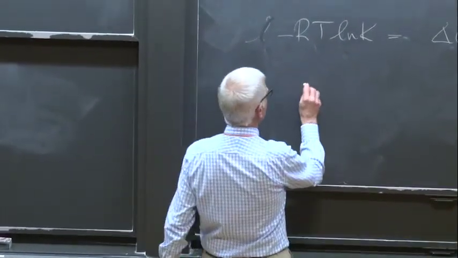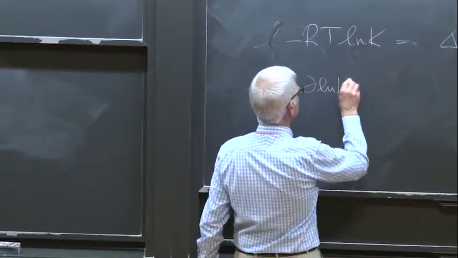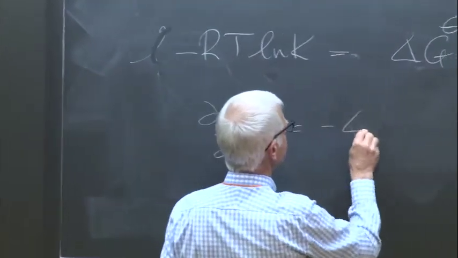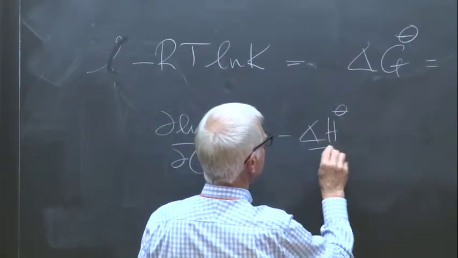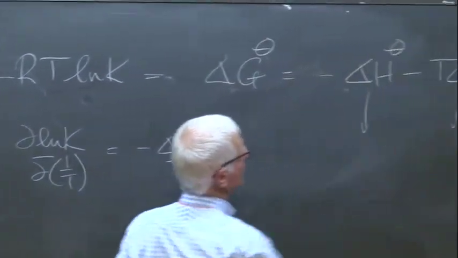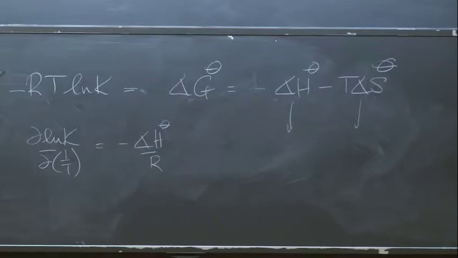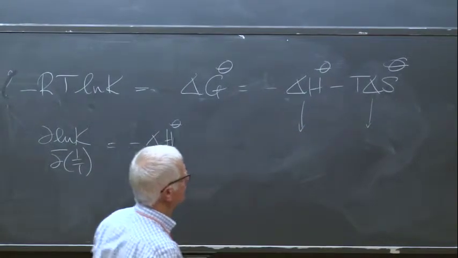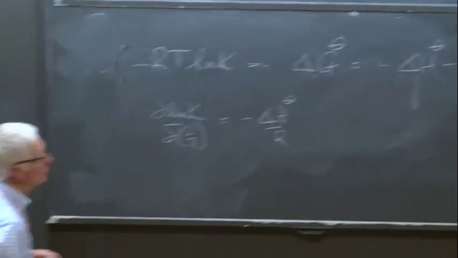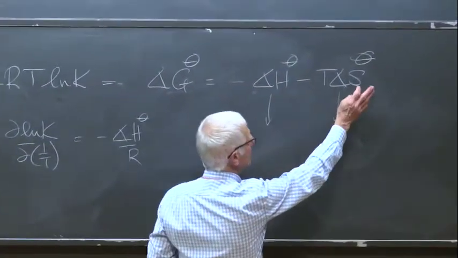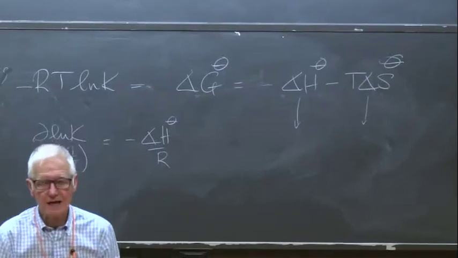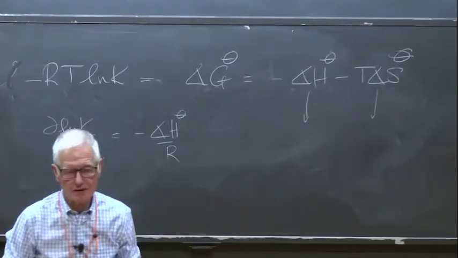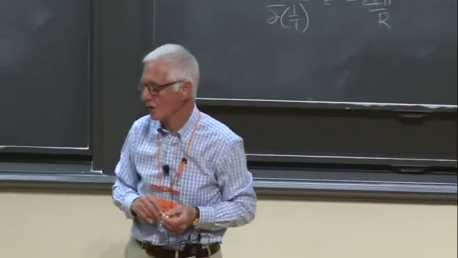So d log K by d(1 over T) is equal to minus delta H over R, provided this doesn't depend upon temperature. But you can then modify that expression so you allow for the dependencies here. Alternatively, what you can do is calculate the entropy using statistical mechanics and then determine this enthalpy change directly from it. So these are what are called the second and third law methods.